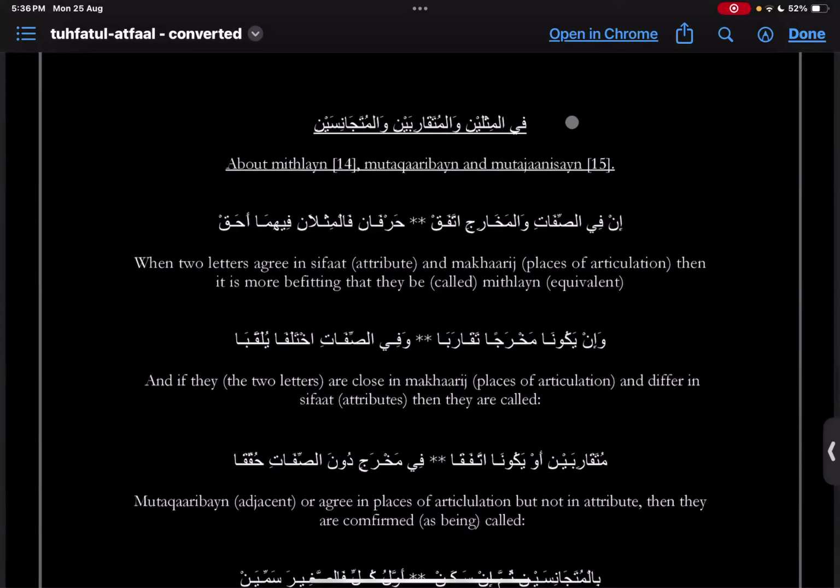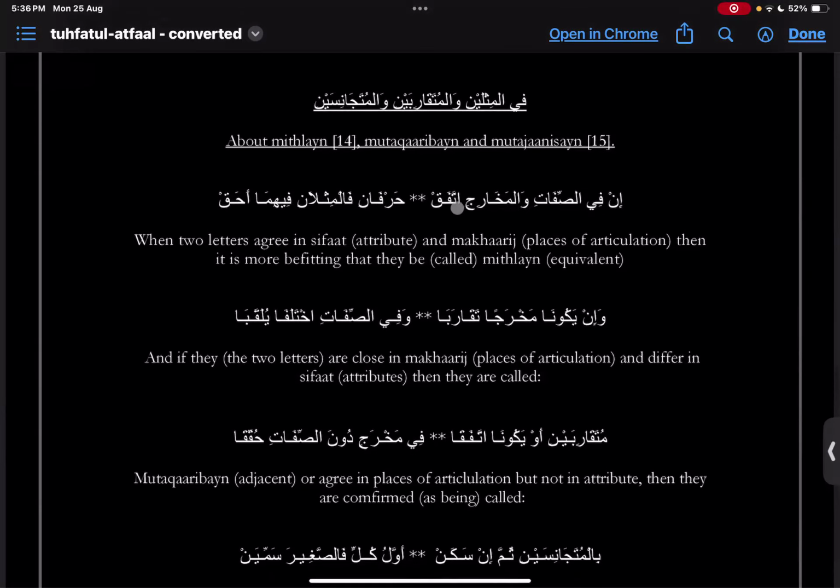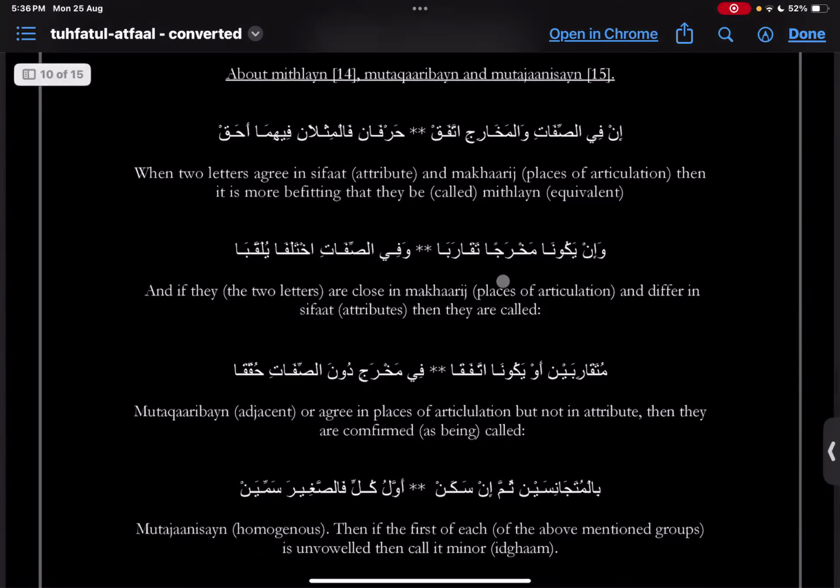The Sheikh writes, في المثلين والمتقاربين والمتجانسين. In the rulings about the idgham of the identical letters, the close letters, and the homogeneous or the similar letters. إن في الصفات والمخارج اتفق حرفان فالمثلان فيهما أحق. If two letters agree in the attribute and in their makhraj, their place of articulation, then we call them mithlain, equivalent or identical or the same.